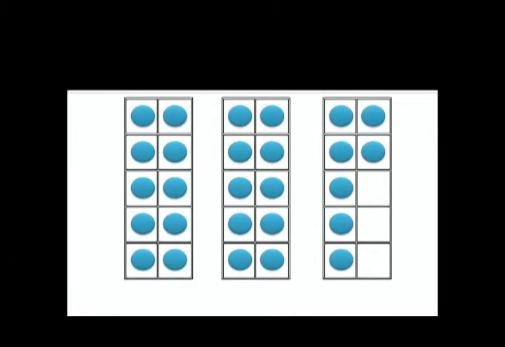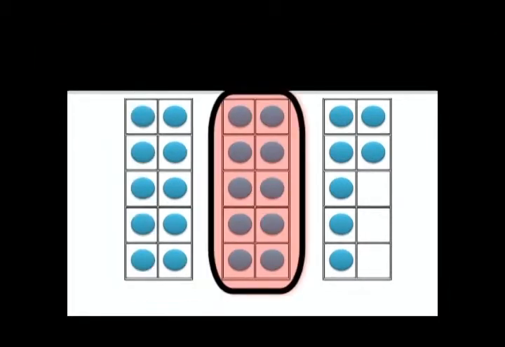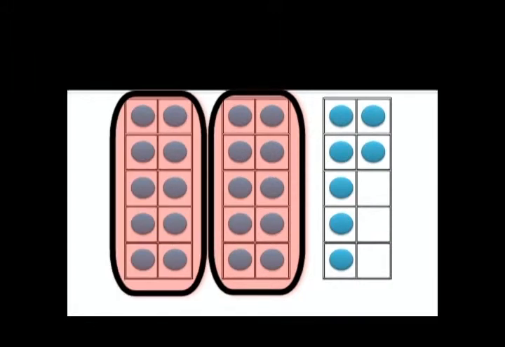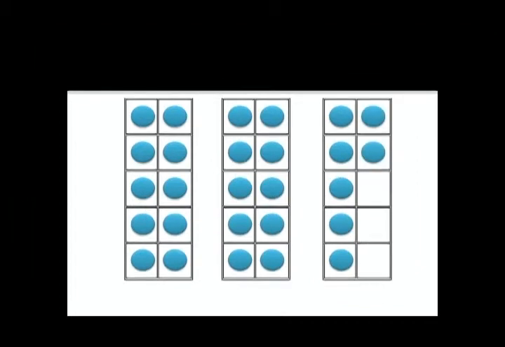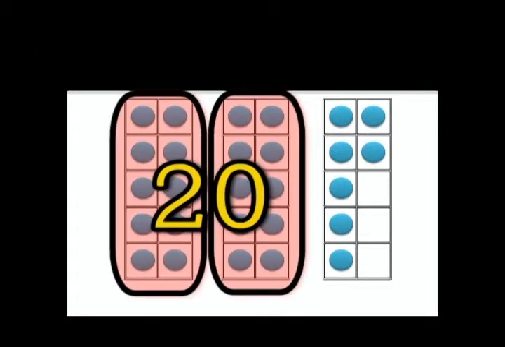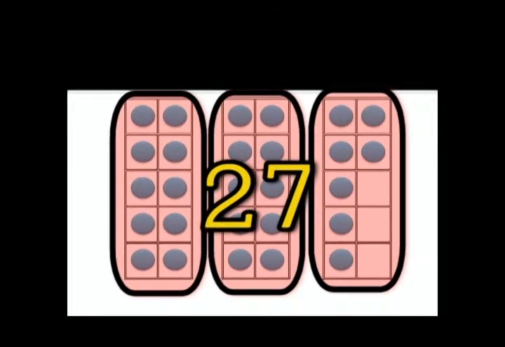Let's look at these. We have 3 sets of frames here. If you notice, we have 2 full sets. For each of the full sets, we have 10 counters illustrated, which represent the number 10. So we have 2 10s, and on the other frame, we have 7 1s. What is the number that is illustrated here? 2 full sets plus 7 will give us 27.